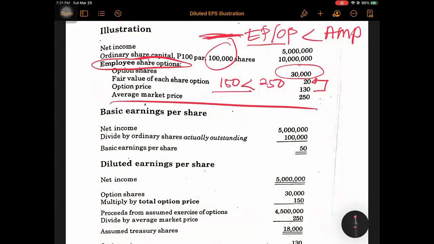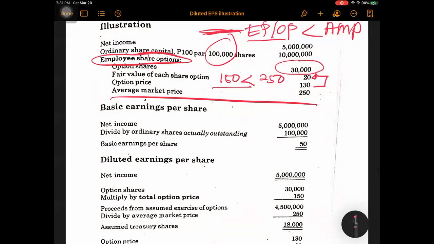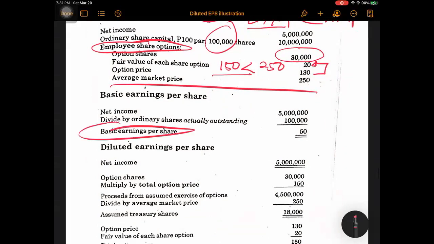So, we can now proceed with the computation of diluted earnings per share. But before we can proceed, we need to compute first your basic earnings per share. So, basic earnings per share, normal computation, that's net income divided by the actual outstanding ordinary shares. So, based on the problem, you have 50 pesos. Karon, saan pag-compute ang diluted earnings per share based sa katong procedure kagaina?